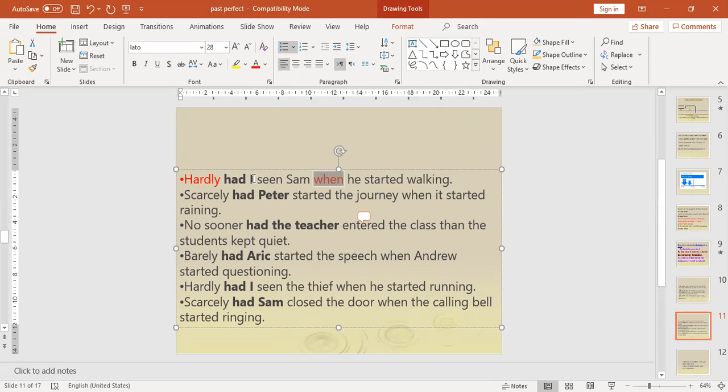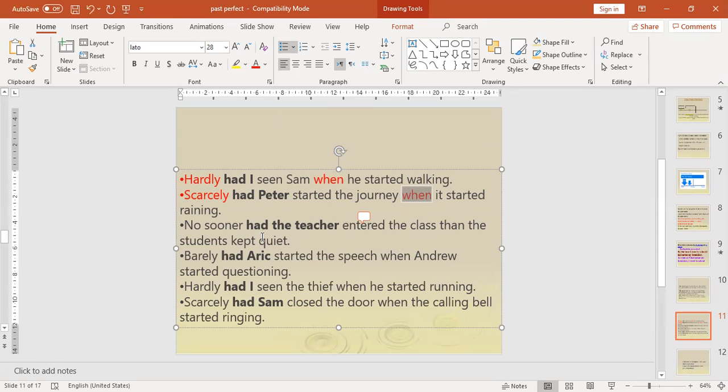Scarcely had Peter started the journey when it started raining. You see, also this expression, scarcely when, is a type of time conjunction which joins two past actions. And also we have subject verb inversion, had Peter, not Peter had. The auxiliary verb, then the subject. The same with no sooner: in the same way we put the auxiliary verb before the subject.